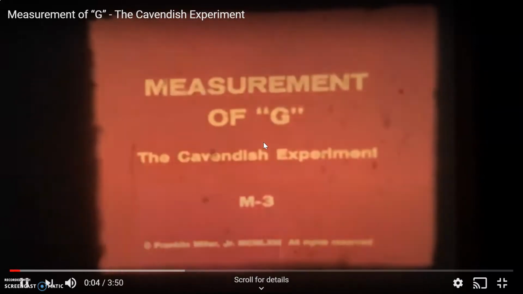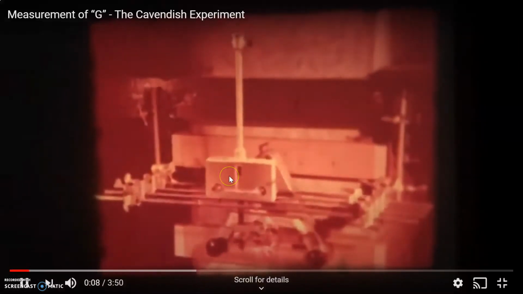Okay, now the Cavendish experiment makes use of a torsion pendulum. The torsion pendulum is shown here in this box. They've encased the pendulum inside of this box, and they've evacuated the air from inside the box. So the pendulum is able to oscillate in the vacuum.